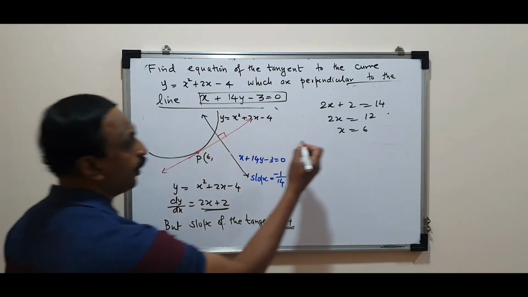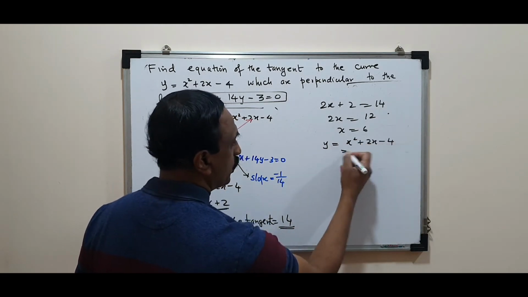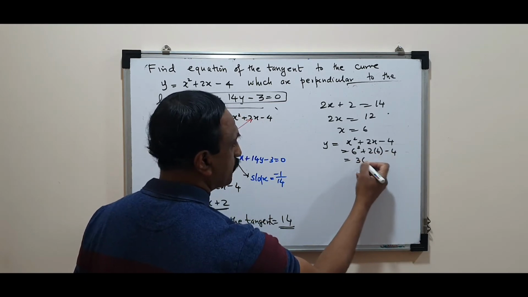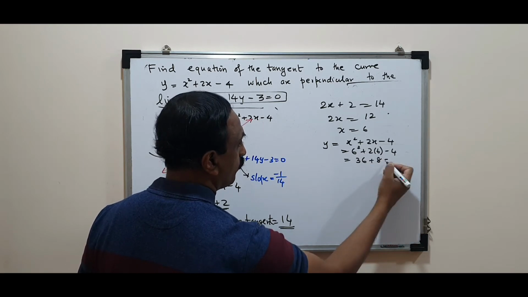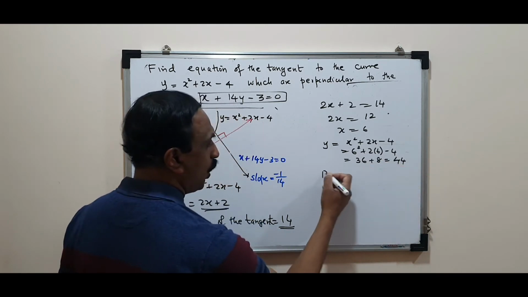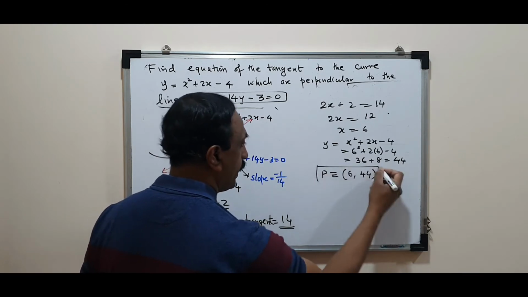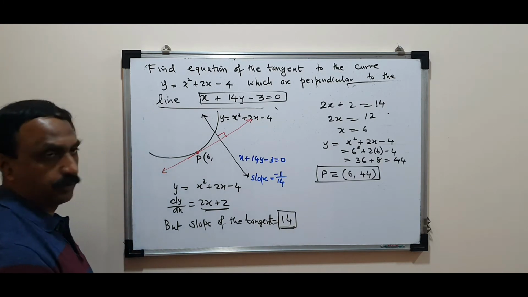And the y coordinate you can obtain from here. y is x square plus 2x minus 4. So 6 square plus 2 into 6 minus 4, that is 36 plus 12 minus 4, which is 44. So the coordinate of the point is (6, 44). So we got the coordinate, we got the point, we got the slope. Now we can find the equation of the tangent.